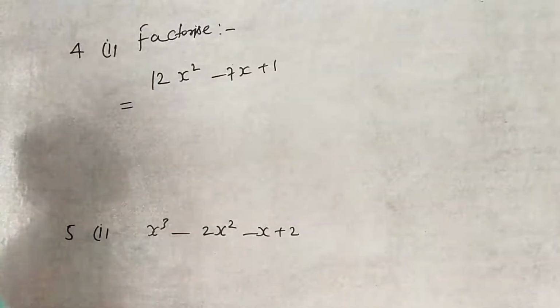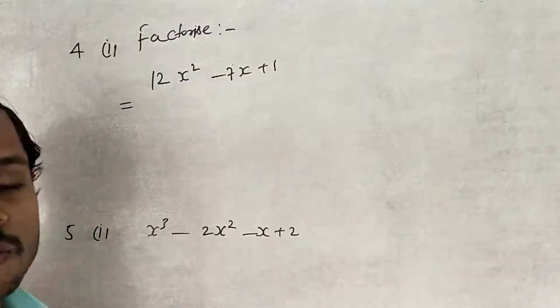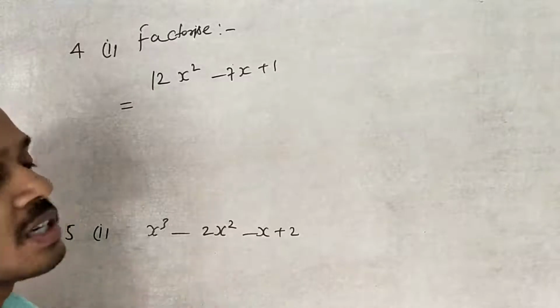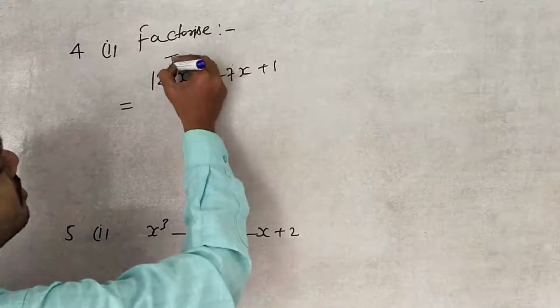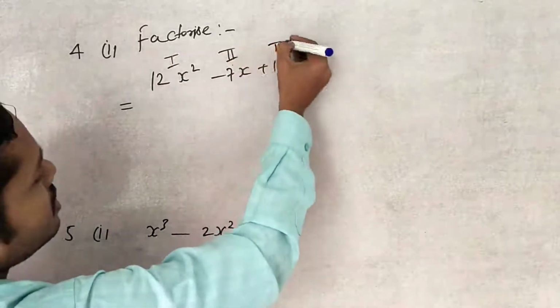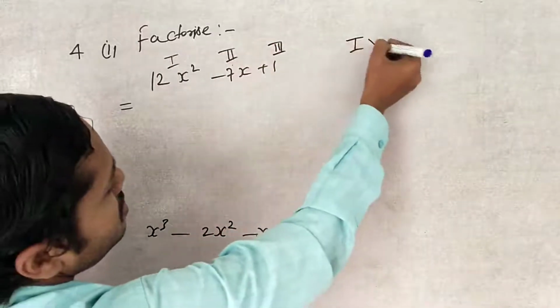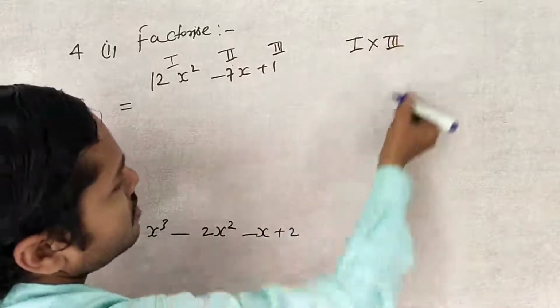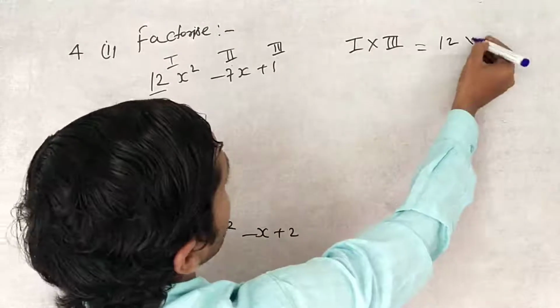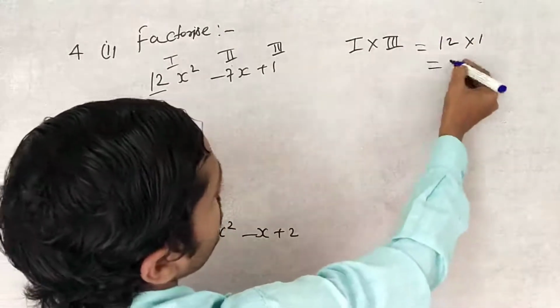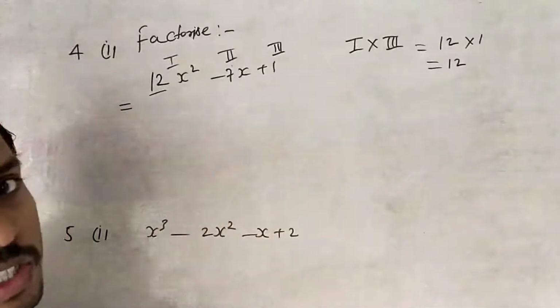Now the question 4. What is the information given? You will have to factorize. In junior classes you learned the factorization process. This is called the first term, this is the second term, this is the third term. What do you have to do? First into third term. The first term is 12, the third term is 1. 12 into 1 gets 12. Now you have to check its factors.